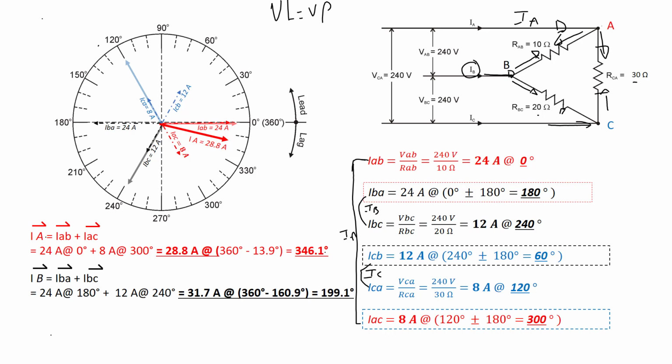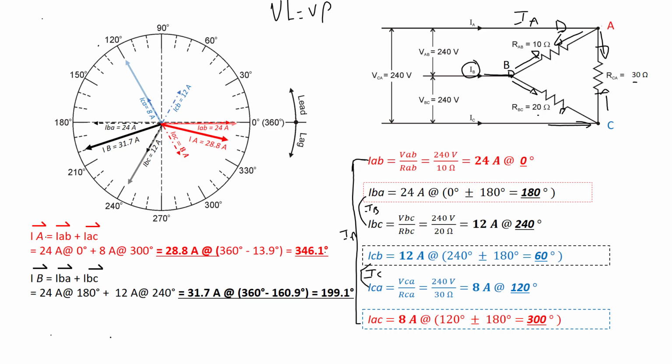For calculating IB, I take my IBA, 24 amps at 180 degrees, and I add it to IBC, 12 amps at 240 degrees. It comes to 31.7 amps at 199.1. Once again, our calculator gives us a negative angle, so we have to take 360 degrees and subtract 160.9 degrees to give us 199.1. If I plot that out, it's going to end up in between the two vectors we just added and closer to the larger vector.